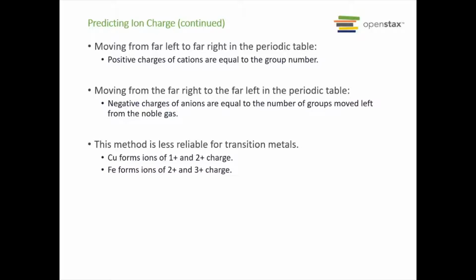So, some ways to predict the ionic charge, going from far left to far right of the periodic table. The positive charges of cations are equal to their group number. Group 1 is +1, group 2 is +2. Now, group 3A, which is not group 3, that's group 13, is +3. And the only one from there that does that is aluminum. Everything else in group 13 is different. It's weird. Also, you should note that this positive charge of cation being equal to the group number is not always true, especially in the transition metals. So this is focusing on the main group elements.